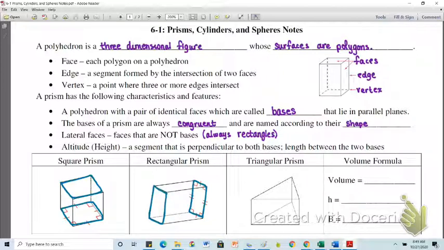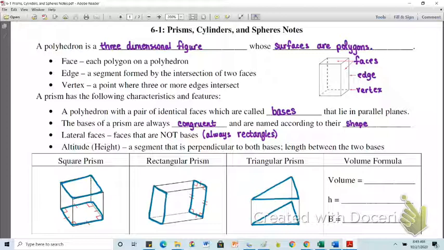And next, we have our triangular prism. So this one is very clear which one is the base. It is the non-rectangular side. So it is the triangle. Remember, they don't always have to lie on their base.